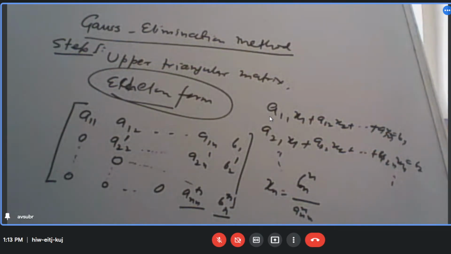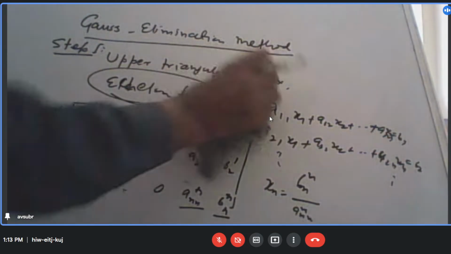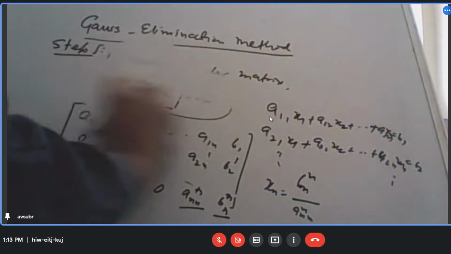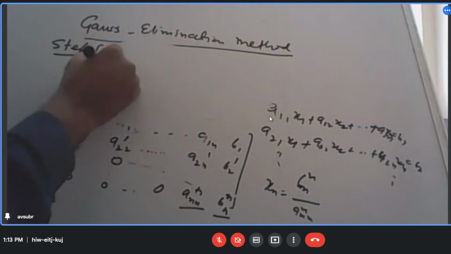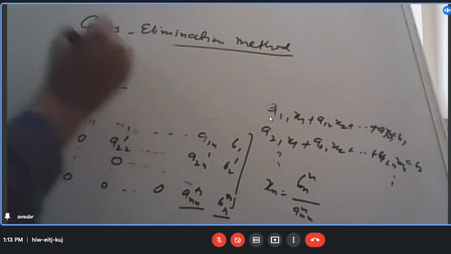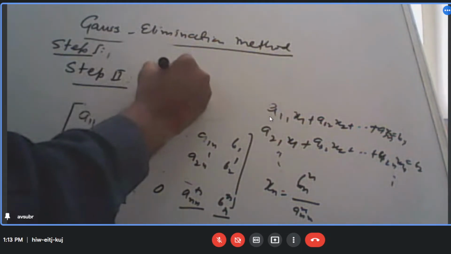Understood? All right. So this is what it is. This is called Gauss elimination. So this is step number 1, and step number 2 is back substitution.